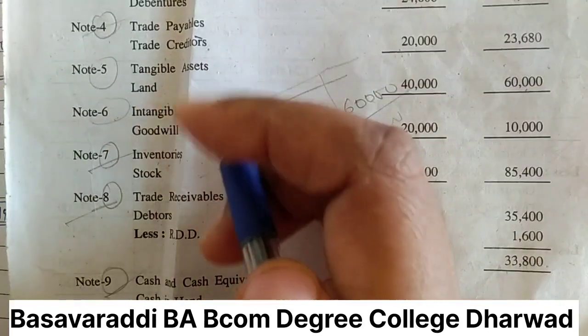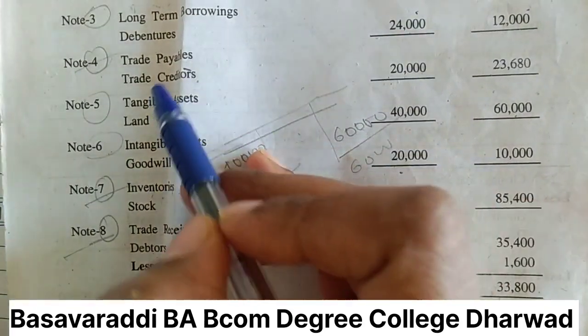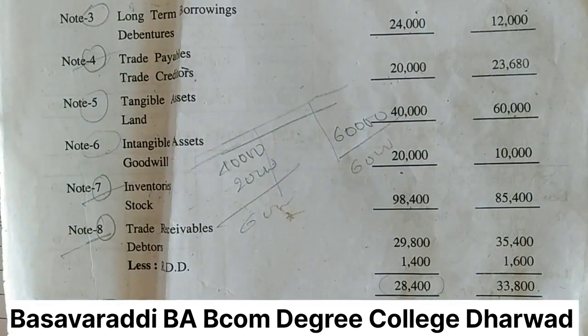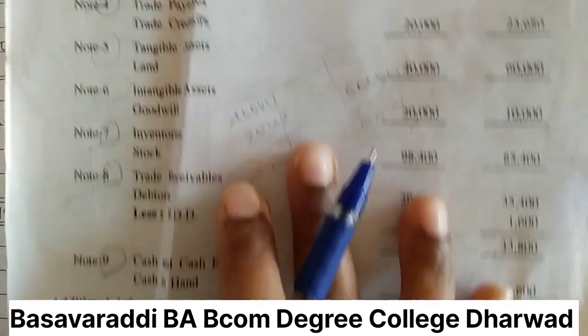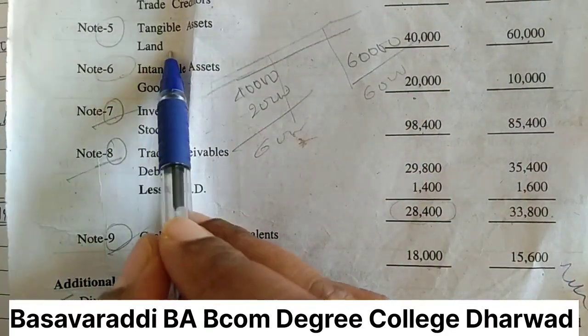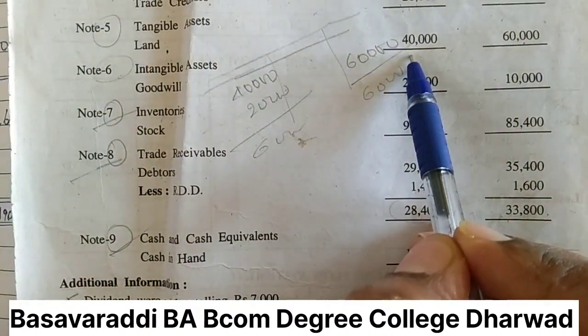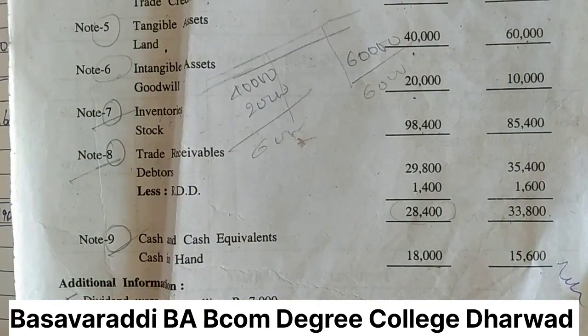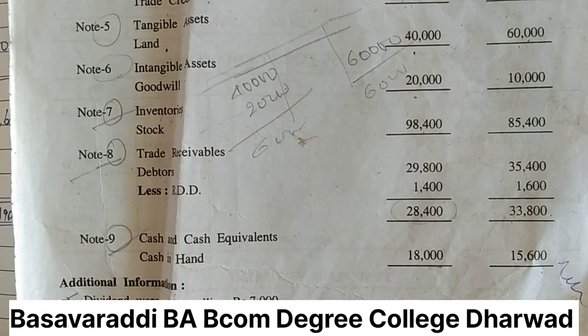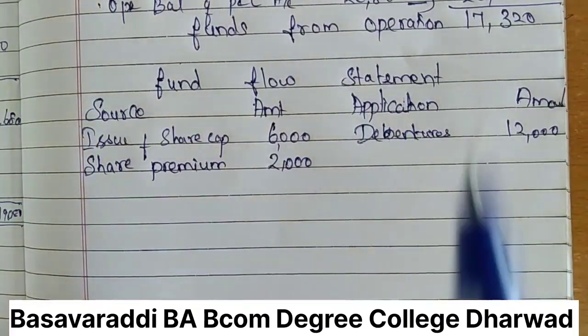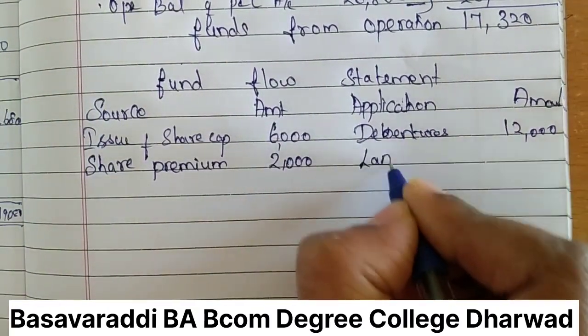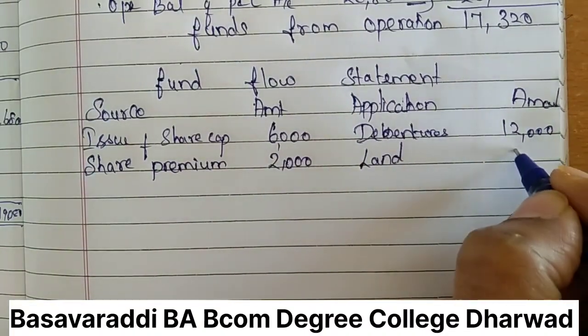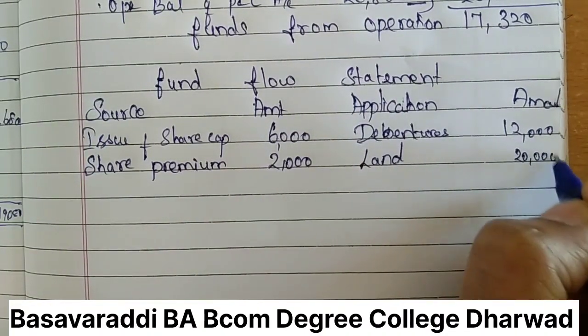The next one, again you have to come to the notes. Trade creditors, you write in the current liability. Next one is land. Land, what happened? 40,000, 60,000, 20,000 is the excess. A purchase has happened, and we have to enter that purchase in the application column. Name it as land. What is the difference? 20,000. You have to enter it here.